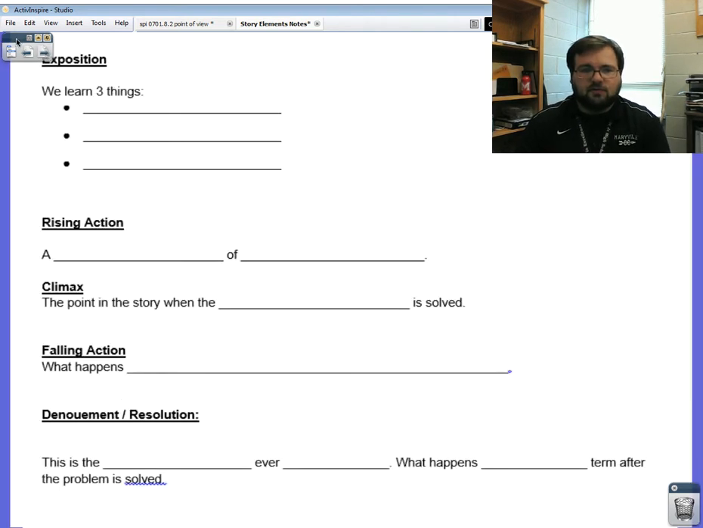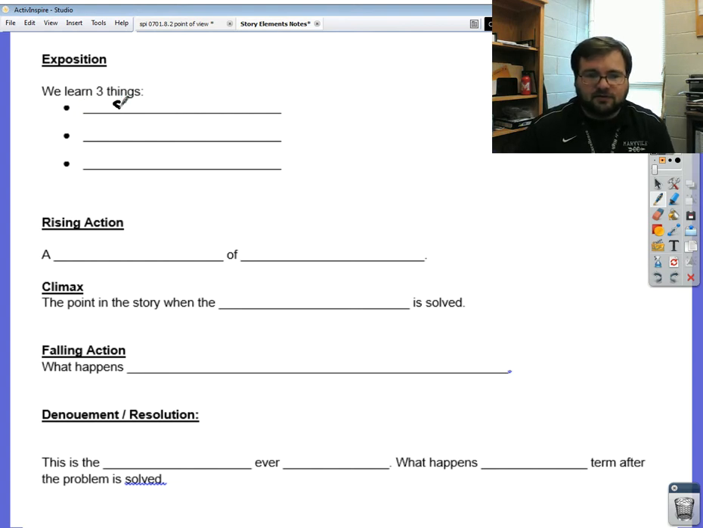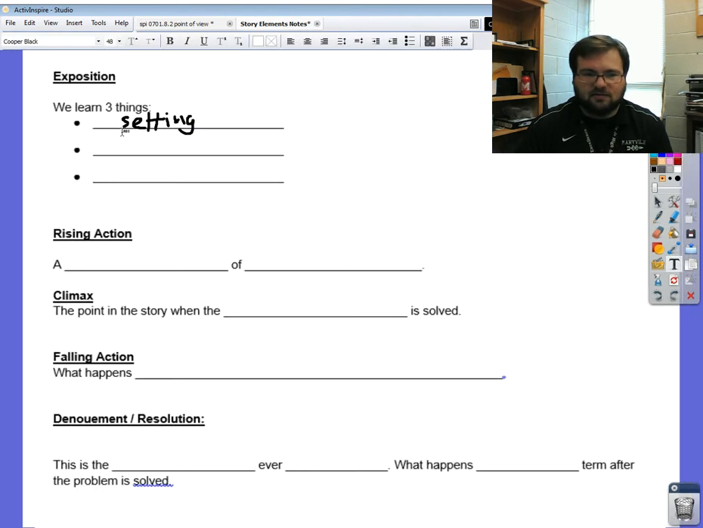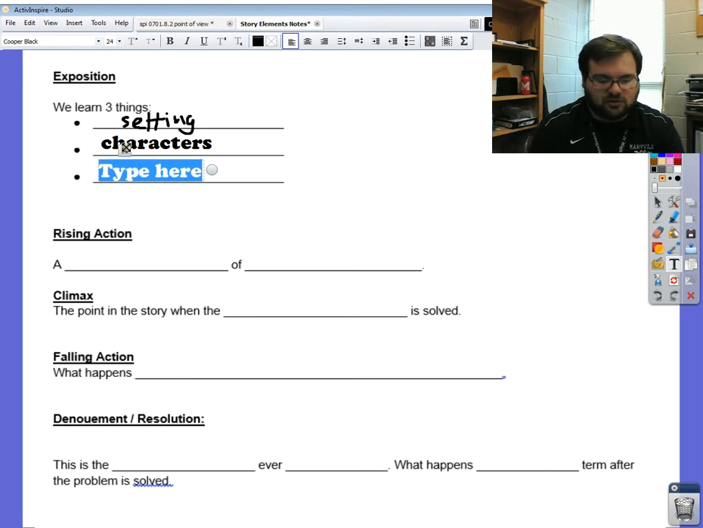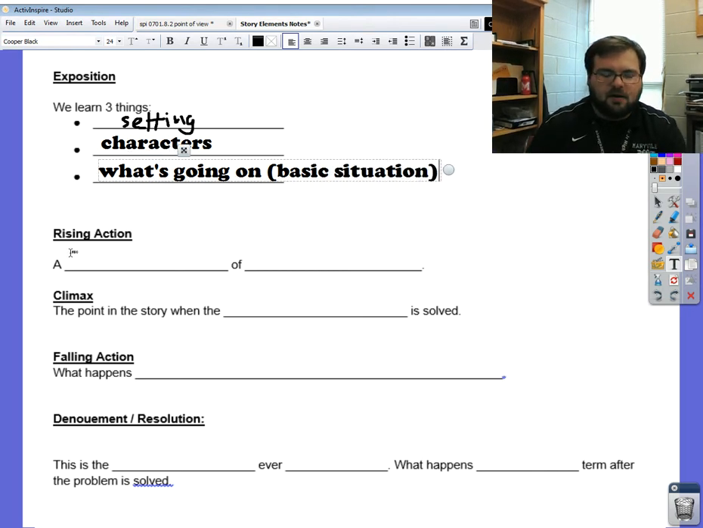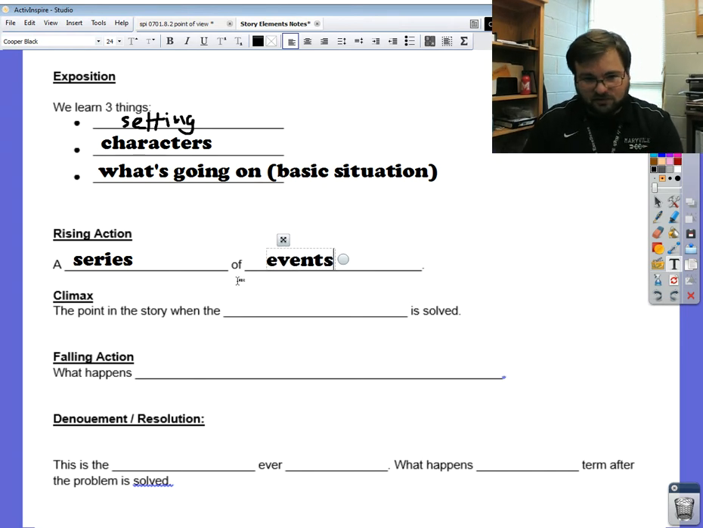Now, for our notes, we've got three things that we need to keep in mind about our exposition. The three things we learn: we learn the setting of our story. I'm going to switch to the text tool so this can be easier to see. So we learn the setting, we learn the characters, and we learn what's going on in general in the story. Sometimes we call this the basic situation. The rising action, we're going to define that as a series of events. They don't have to be unfortunate events, they're just events.